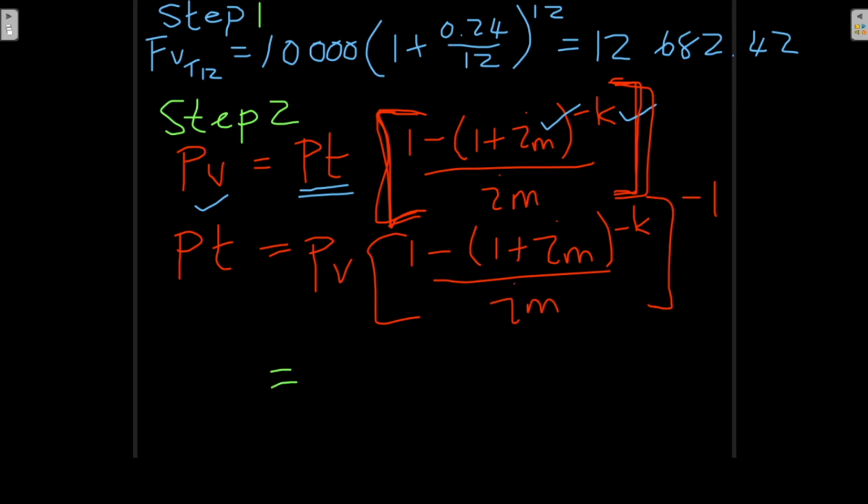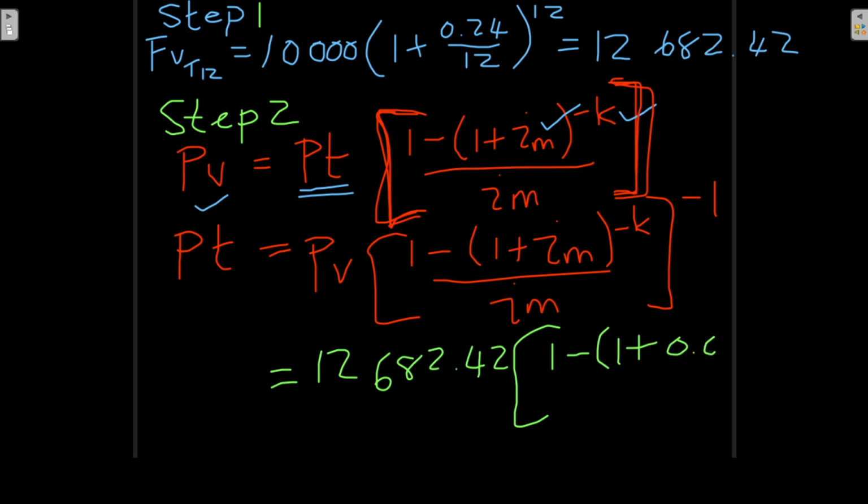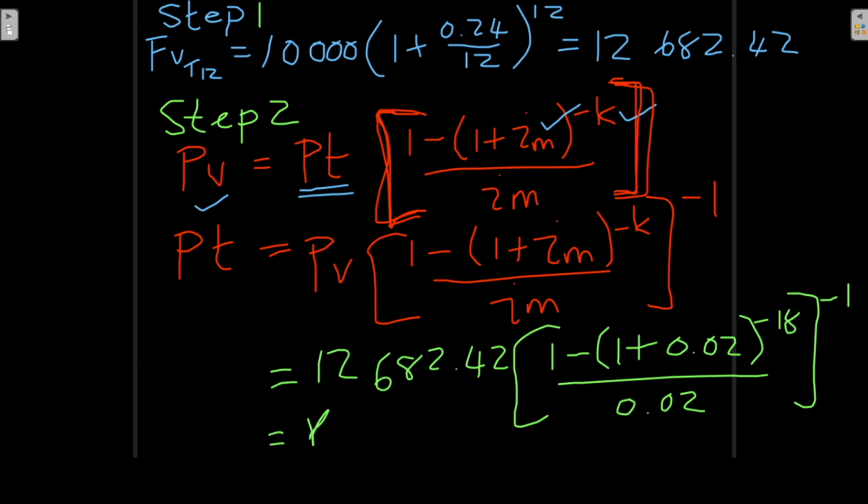The present value, which I calculated in the previous step, my effective monthly interest rate is 0.02. I have 18 payments. And remember, all of this to the power -1. So to settle the debt, the student will need to make 18 equal payments of 845 rands and 94 cents, starting 13 months after securing the loan.